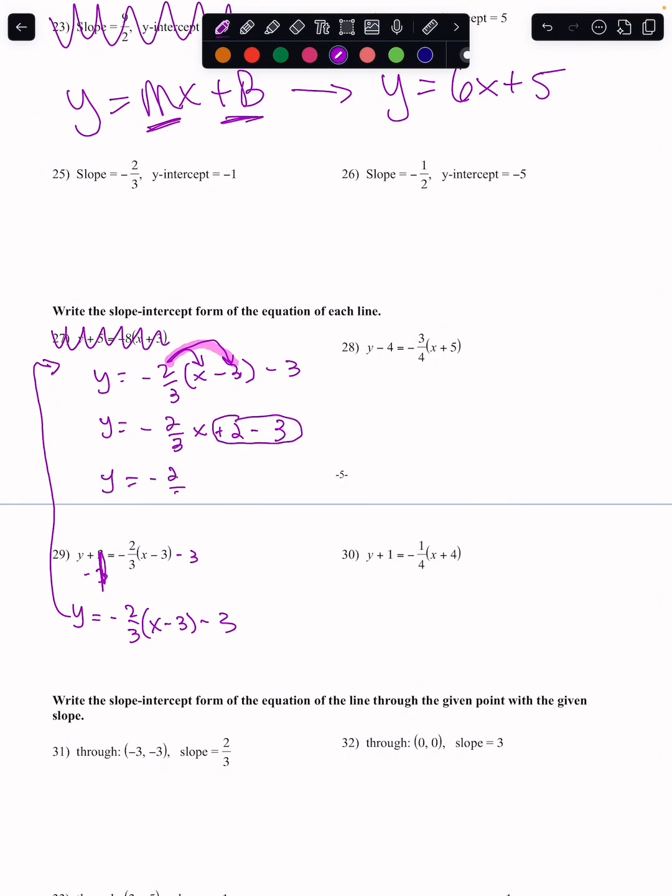All right. Now, number 30, I'm going to go ahead and distribute this. I'm going to do my distributive part. So negative 1/4 x equals negative 1/4 x. And then negative 1/4 times 4. Well, negative 1 times 4 is negative 4. Negative 4 divided by 4 is still negative 1. Now I'm going to subtract 1 from both sides. Y equals negative 1/4 x minus 2. And that's the answer I'm looking for, number 30.